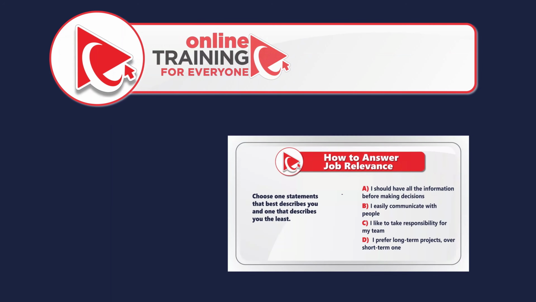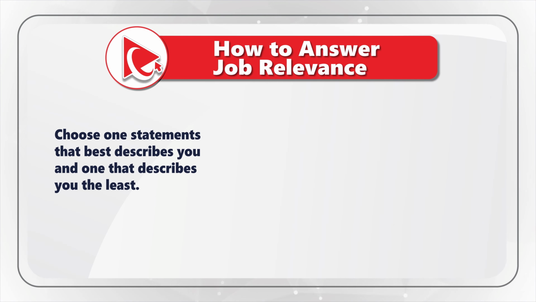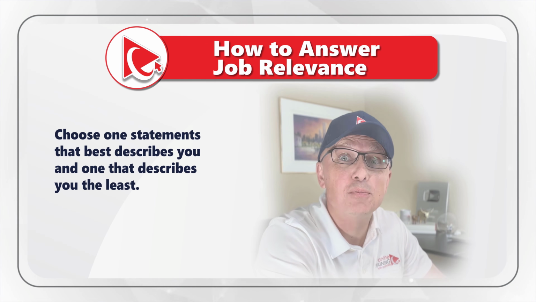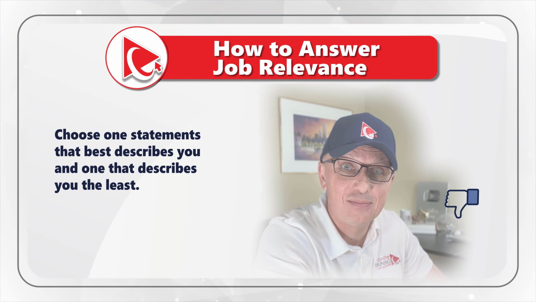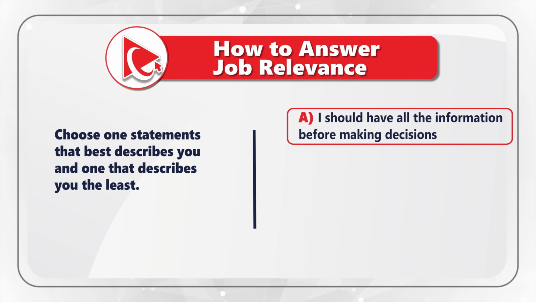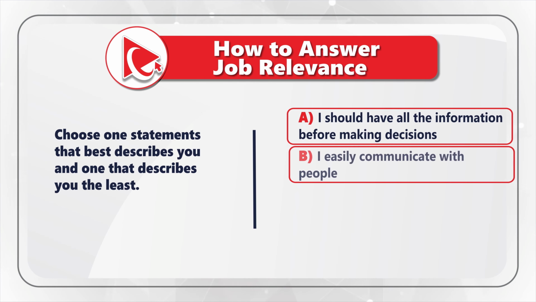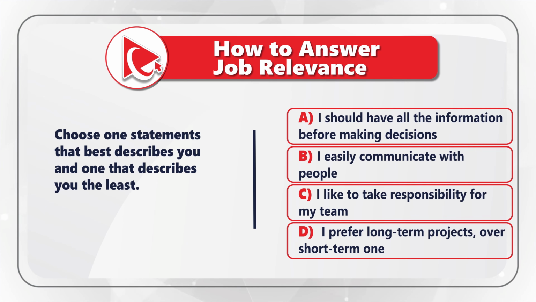Let's look at some sample personality assessment test questions we typically see on the test. Here's a very interesting question which you cannot just answer because you need a strategy and approach on how to answer. You need to select from 2 statements, one that best describes you and one that describes you the least. Your choices for selection are: Choice A, I should have all the information before making a decision. Choice B, I easily communicate with people. Choice C, I like to take responsibility for my team. And last but not least, choice D, I prefer long-term projects over short-term ones.